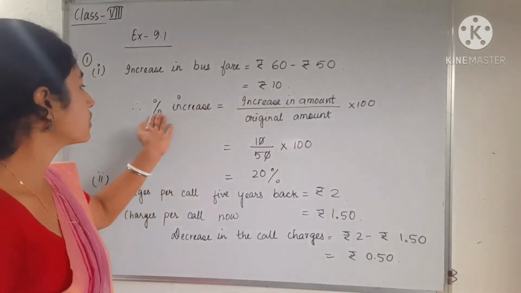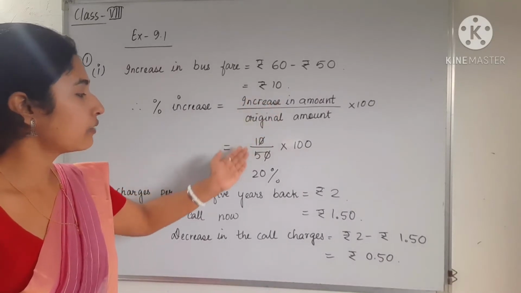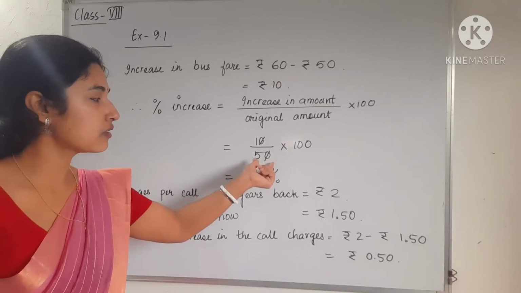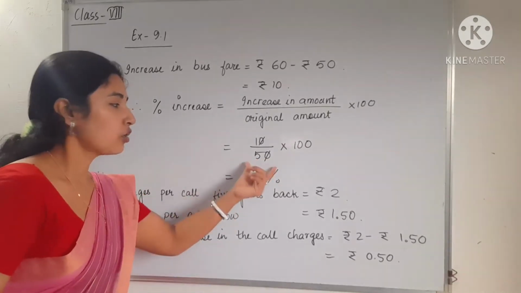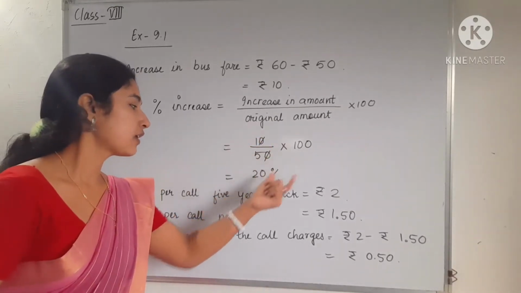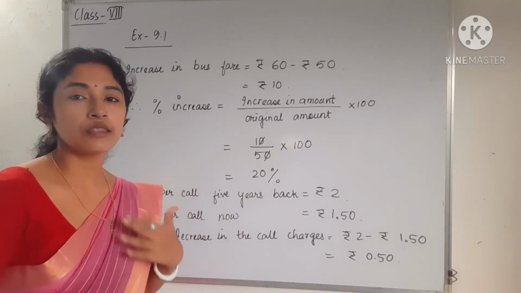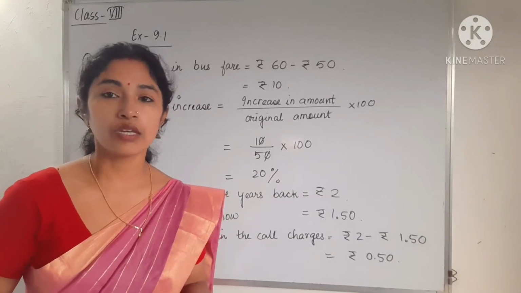Okay, so therefore using the formula of percentage increase, now we can apply here. So 10 by 50 into 100. See, original amount, that means the last year the bus fare was 50. So that will be our original amount. In denominator we have to write 50, numerator will be 10. So after cancelling we will get 20. That will be in percentage. So increase in the bus fare in terms of percentage is 20%.